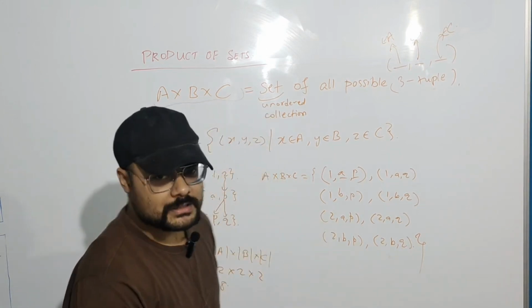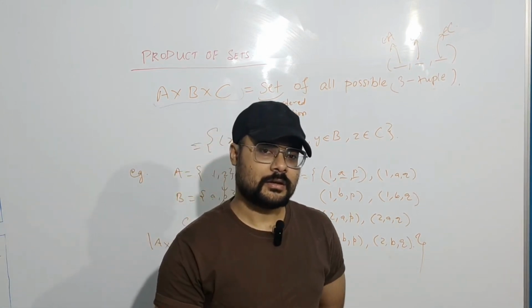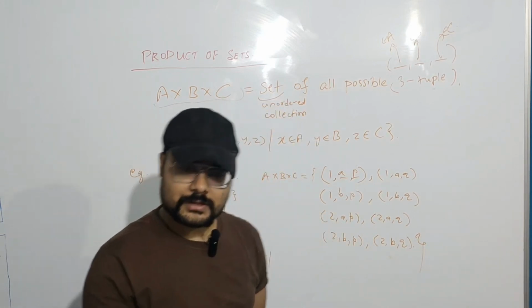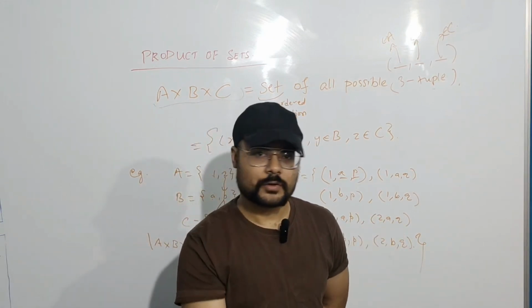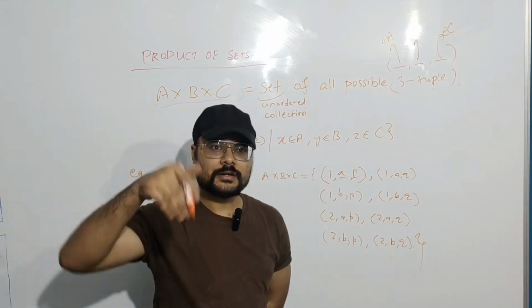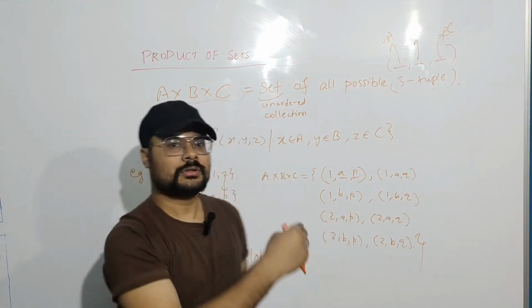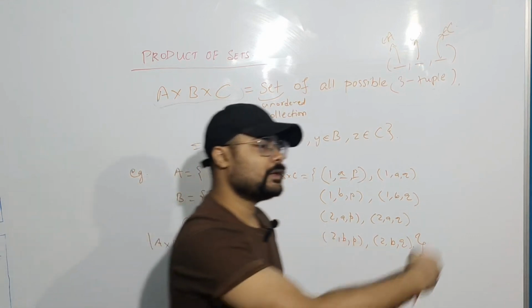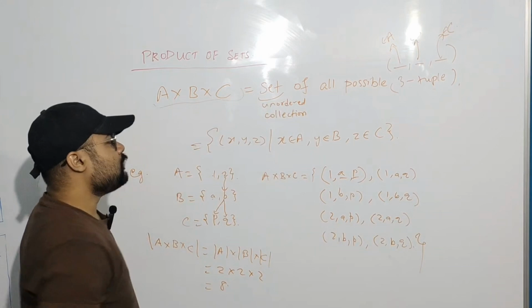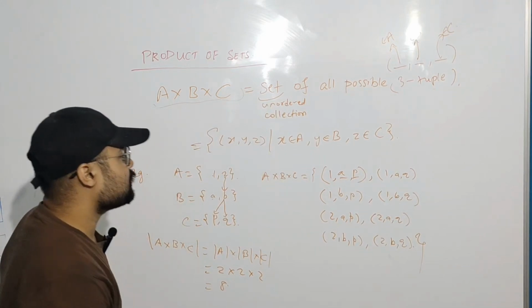Okay. And what is the number of elements in the product of k sets? It is equal to the product of the cardinalities of each set. So when we have a product of sets, the cardinality of the product is equal to just the product of their individual cardinalities. I don't think it needs a proof. It's straightforward.